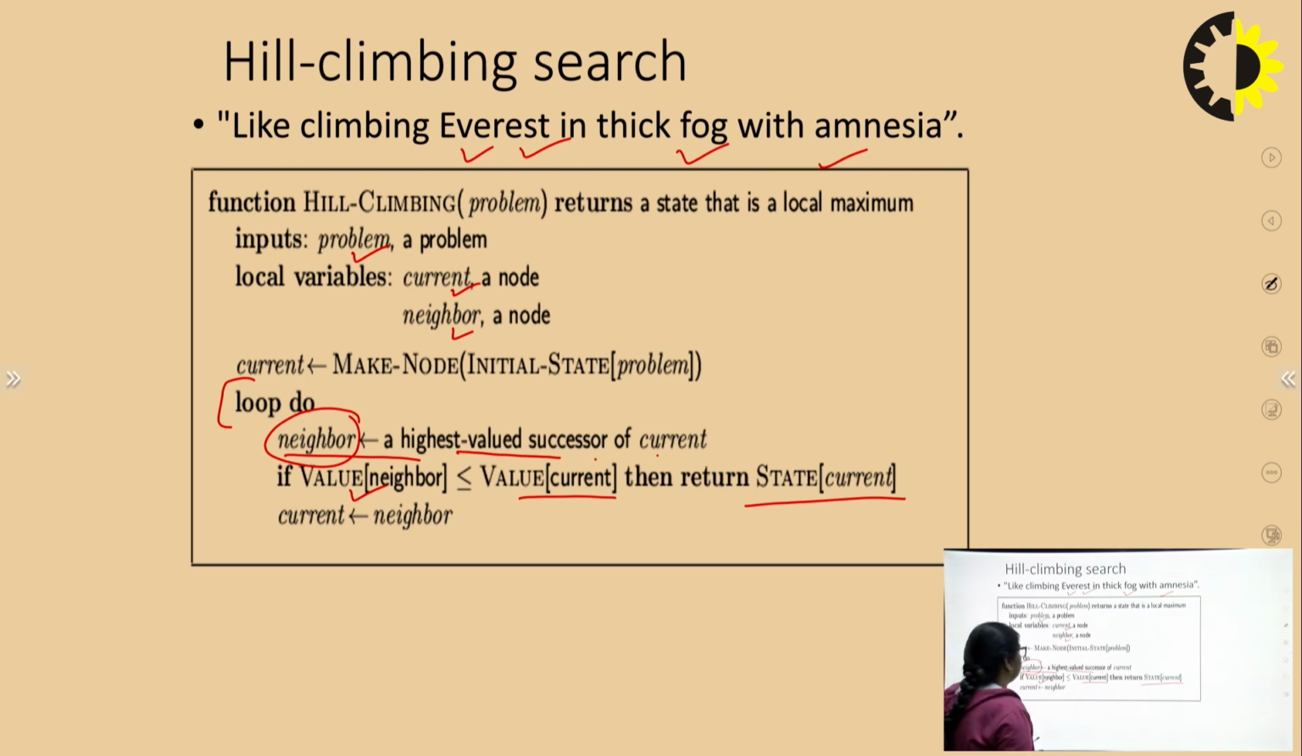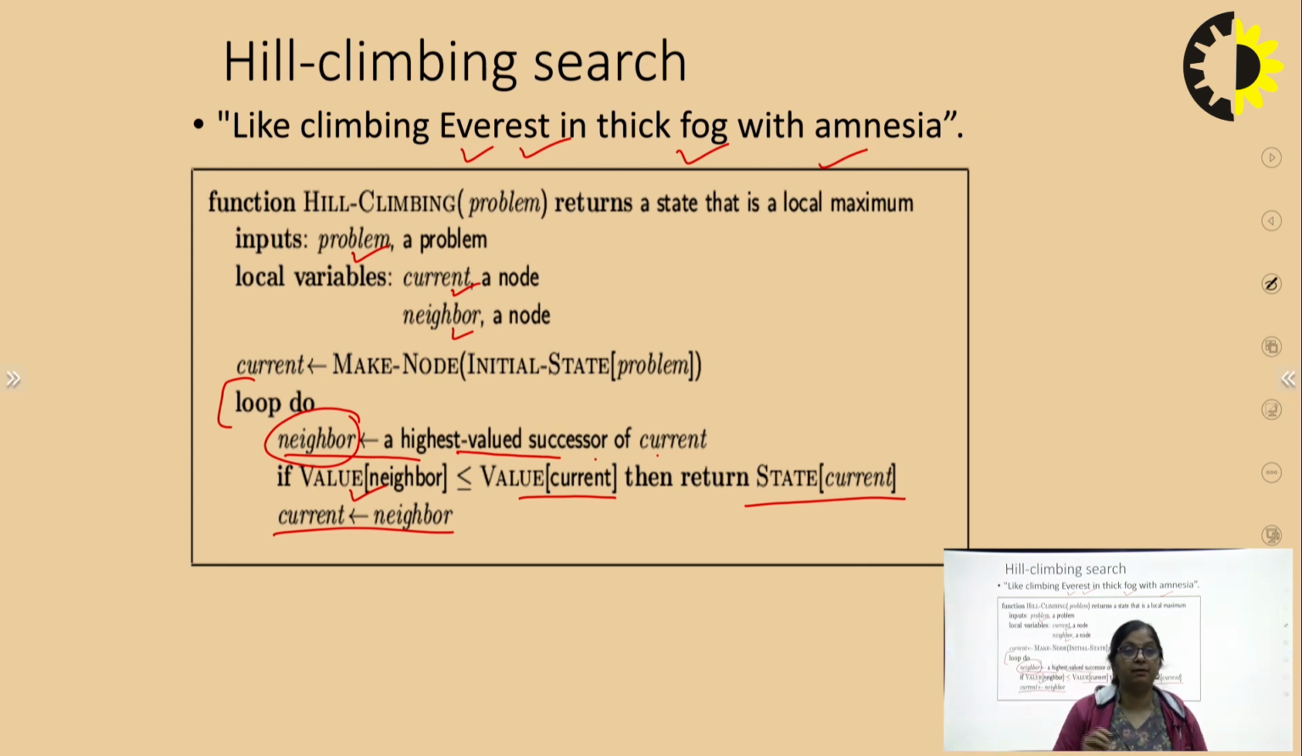Otherwise, if it has gotten a better value for a neighbor, then we will search more. The neighbor will be taken as the current state, so the current state will get changed, if the neighbor value is the highest, the best neighbor among the current state's neighbors. If those are not better than the current state, then the current state is actually the maxima. This is the maximum evaluation that we are getting.